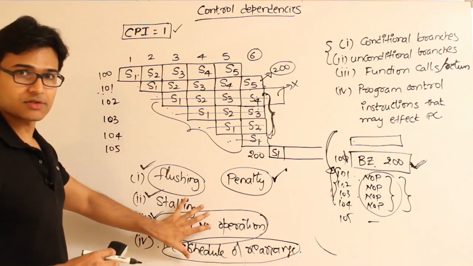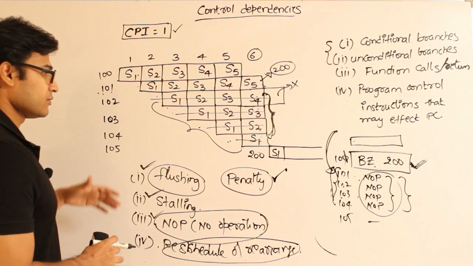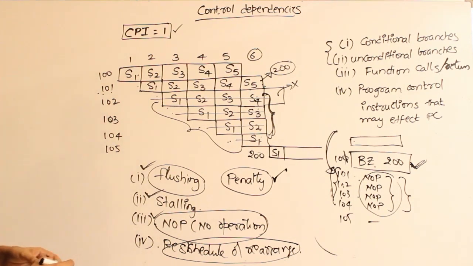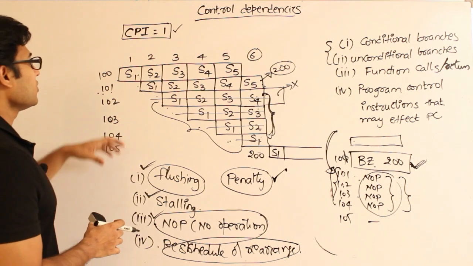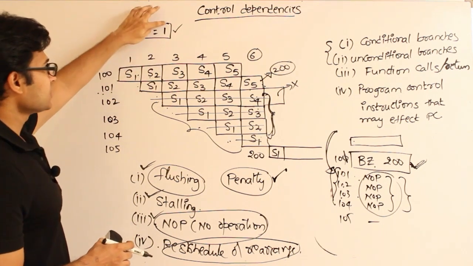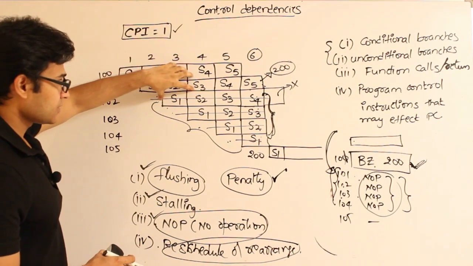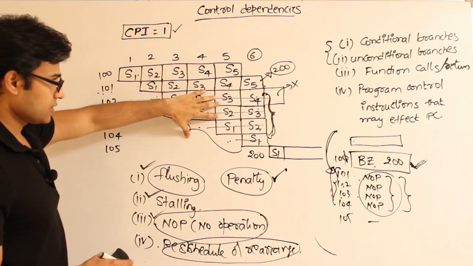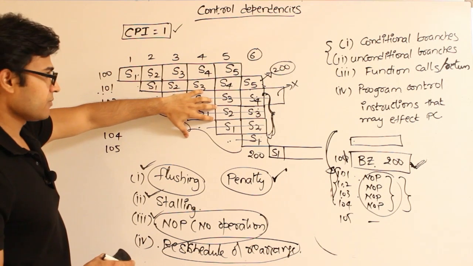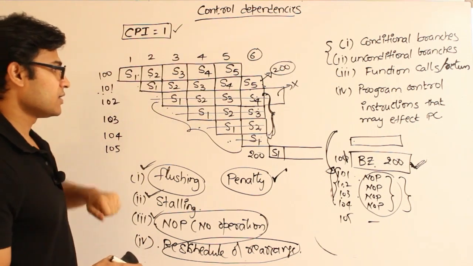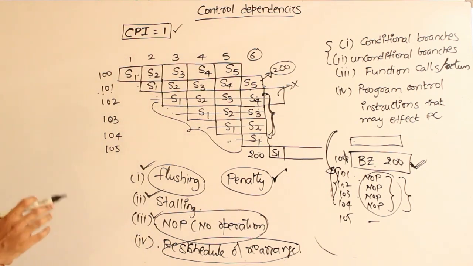Once you have understood this, these are various ways we can handle these control dependencies. Now let's try to find out what will be the effect on CPI, how much the CPI is going to be affected based on the number of stages and the number of instructions in the program which are actually of branch type. We shall try to derive something and later we shall see some problems on it. Okay.